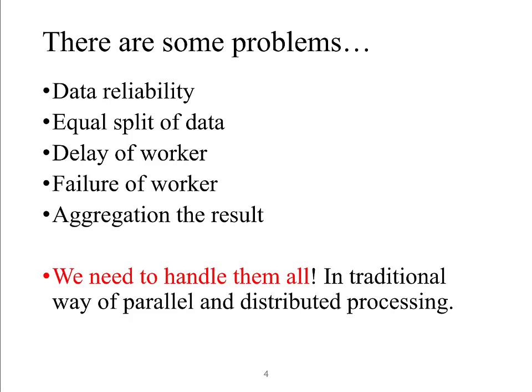And delay of worker. If any of the machines delays the job, especially a machine that lies on the critical path, yeah, I think you all know critical path because you are required to take the project management course. So if the machine lies on the critical path of the task, the whole work gets delayed. So how do you handle such a case, right?